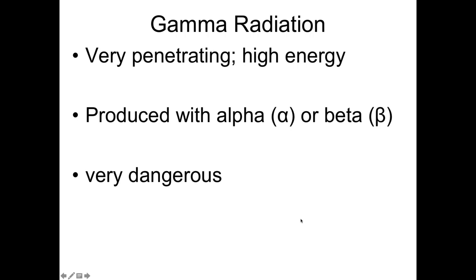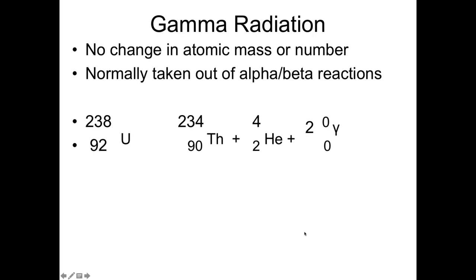So gamma radiation is very penetrating, very high energy. It is produced with either alpha or beta, and it's highly dangerous. There's no change to the atomic mass or the atomic number, and normally we don't show gamma radiation when it comes to these decays. So the deal is, and it's crucial to understand this, the atom undergoes these radioactive decays to become more stable. And then unfortunately, gamma radiation is just a byproduct of that, and humans are susceptible to gamma radiation that can cause cancer, and that's why we're worried about radioactive decay, because some radioactive decay will cause problems.